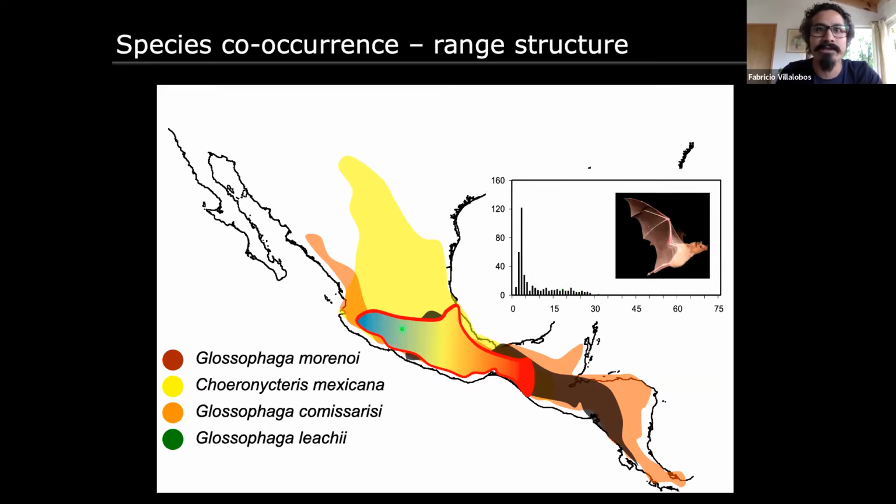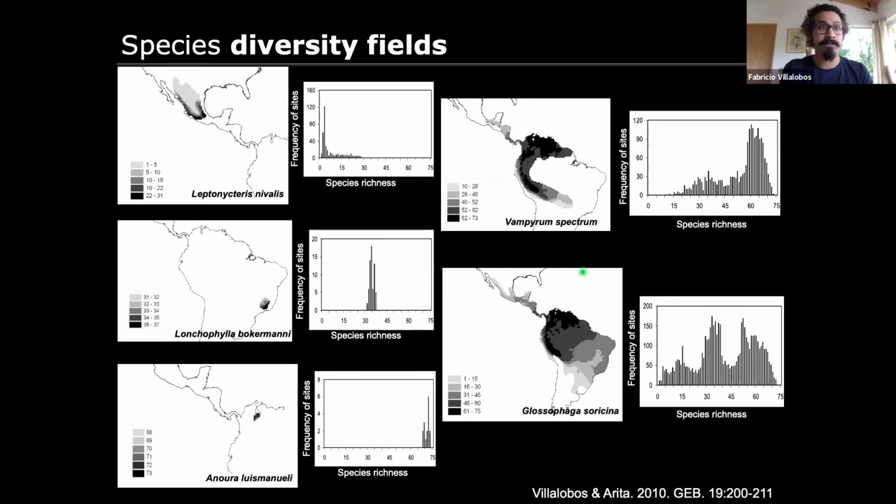And in the case of this species, for example, just as an example, here are the sites on the y-axis, and here are the number of species on the x-axis. Most of the sites have a low number of species, and fewer sites have a higher number of species. And we can use that to characterize each species. We can think about what we call the diversity field, right? The co-occurrence of other species within the range of a particular species.